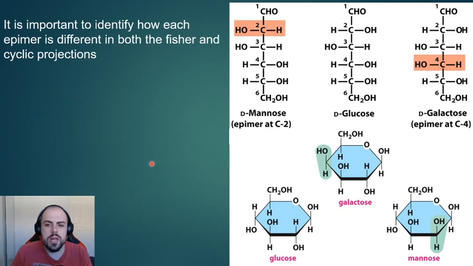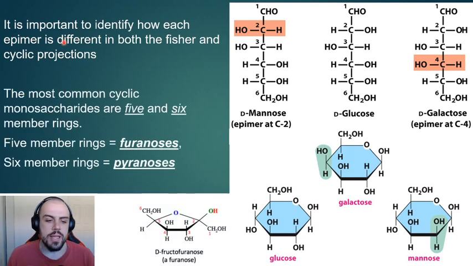Actually, I'll come back to that. Now, what we're looking at over here is when we are looking at our various Haworth projections, we rotate it to the right, and we can use that to basically check our confirmations here.